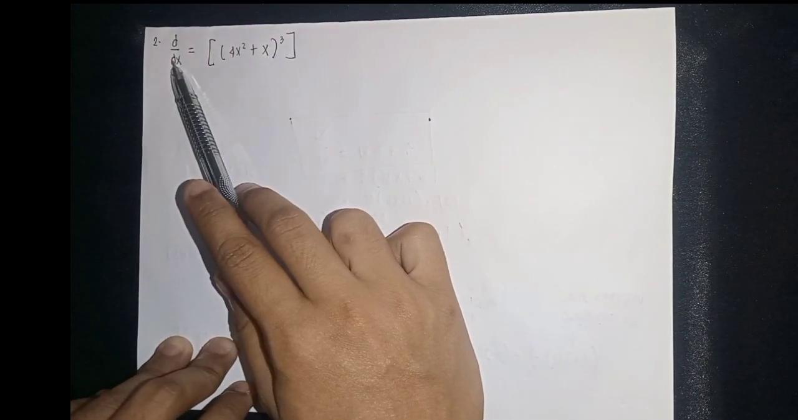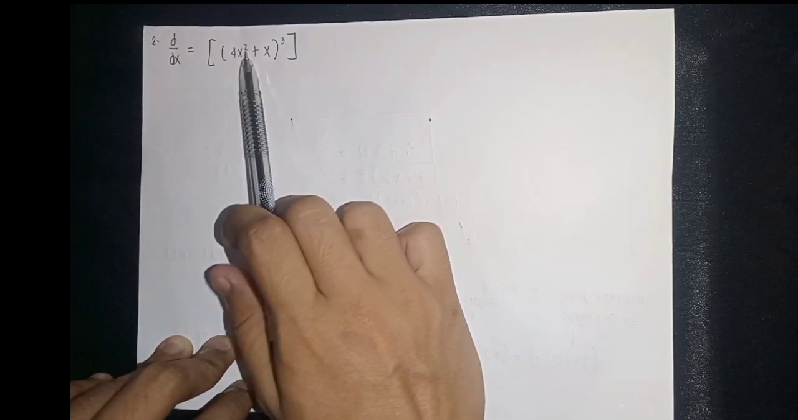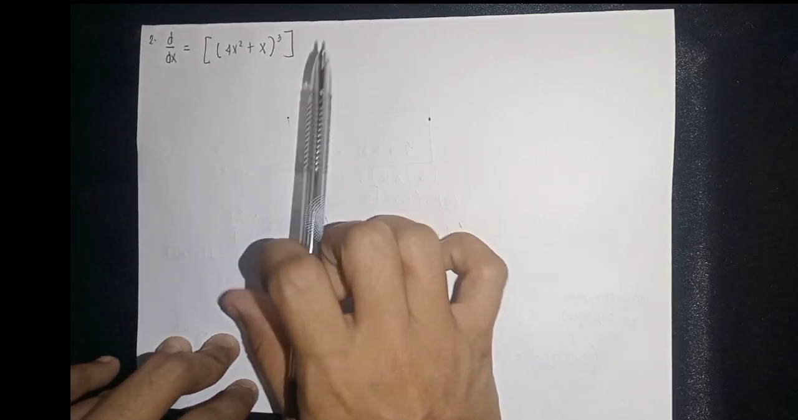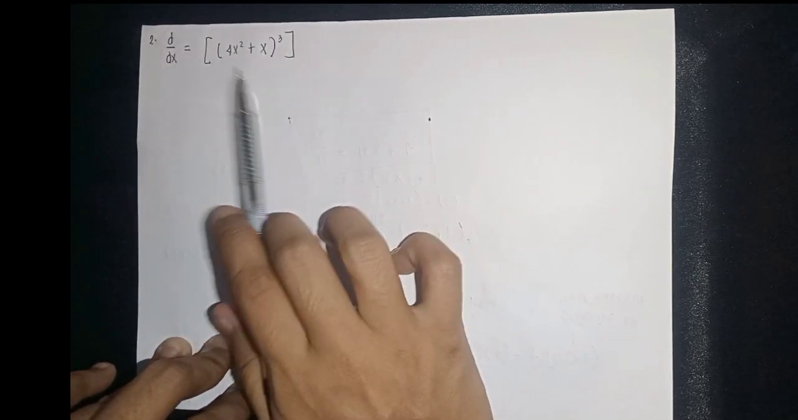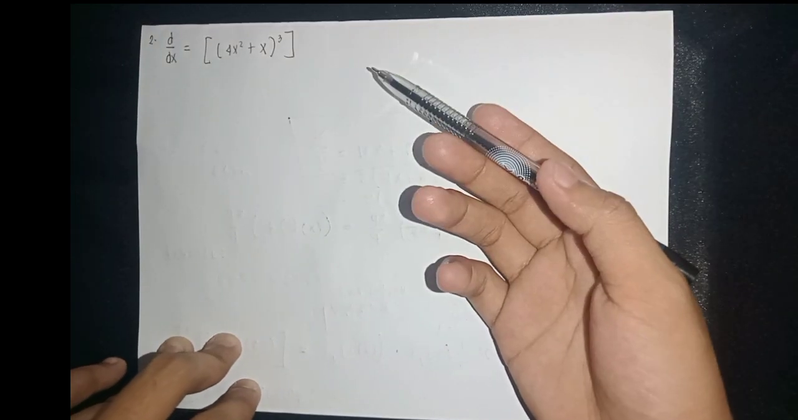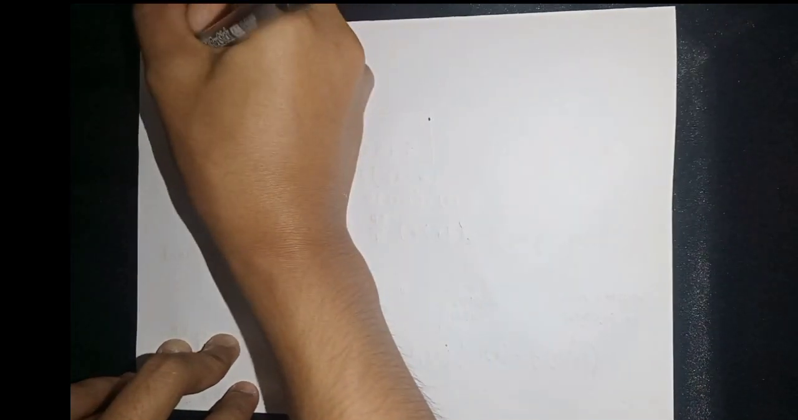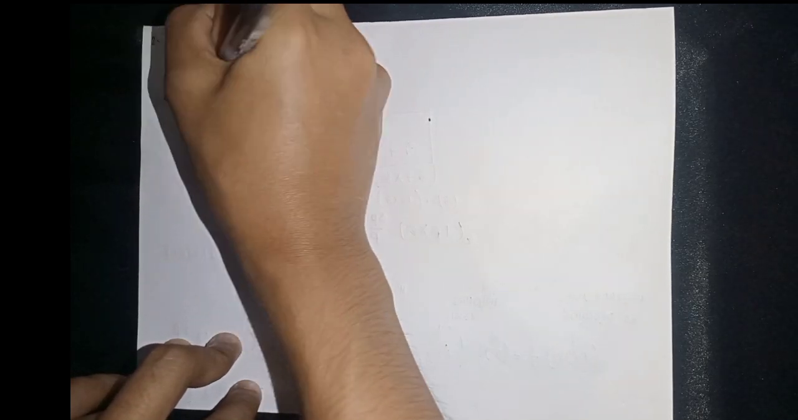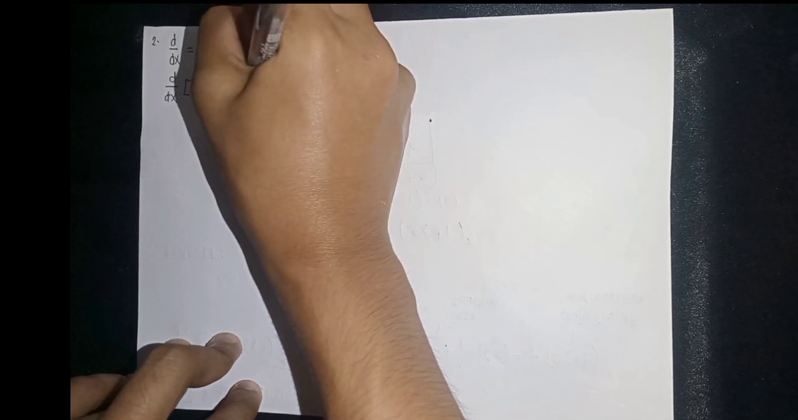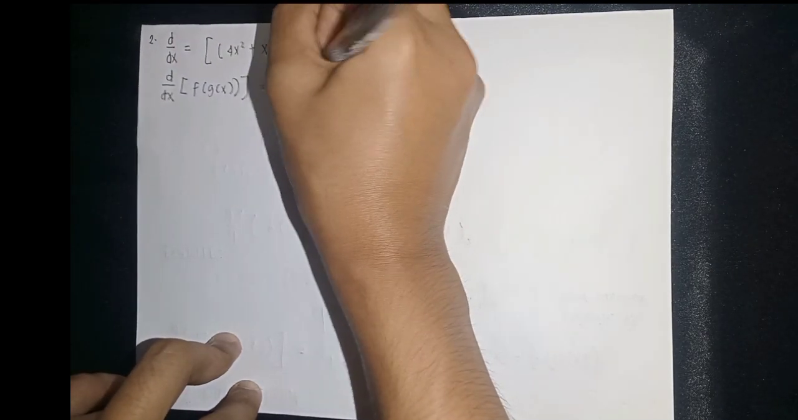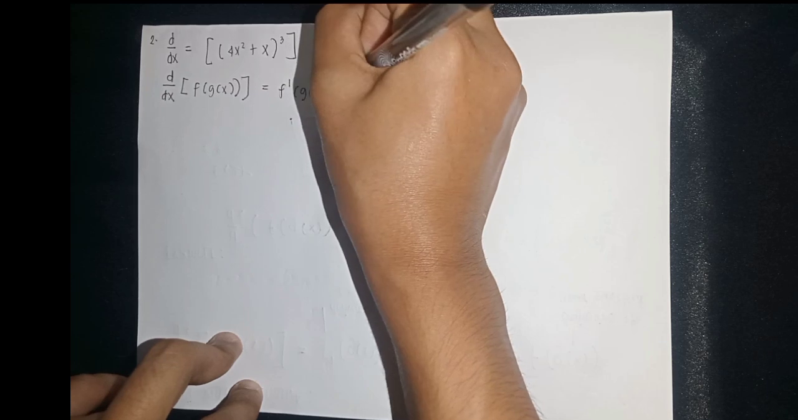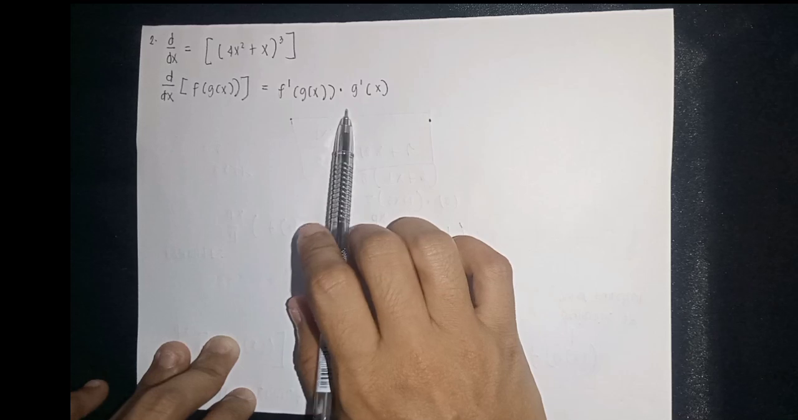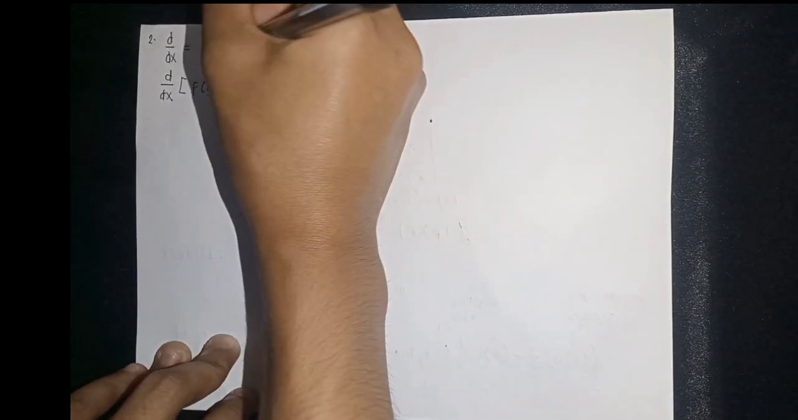So here we move to our second example, which is the derivative of 4x squared plus x, all cubed, with respect to x. Now, let's differentiate this function, again using the chain rule. So first, we need to differentiate the outer function. So the outer function is the cube. So the derivative of f of g of x with respect to x is equal to f prime g of x times g prime of x. So that is the formula.